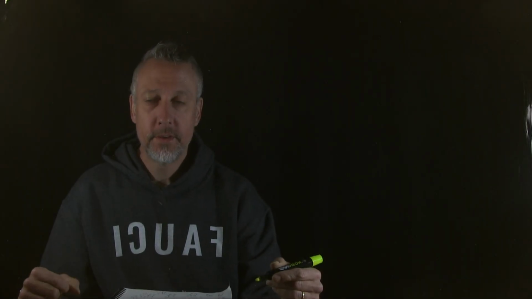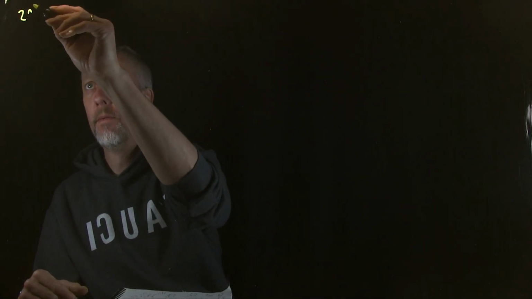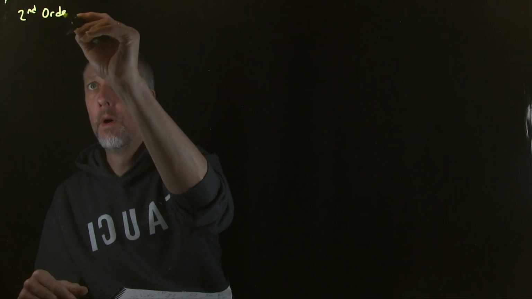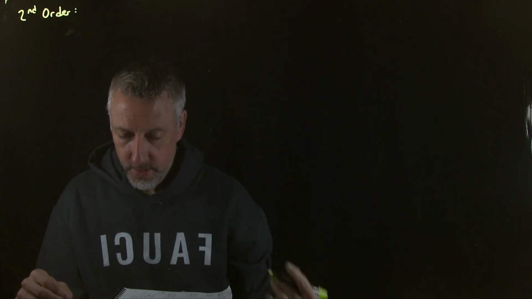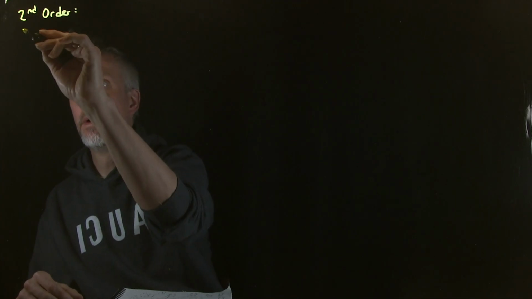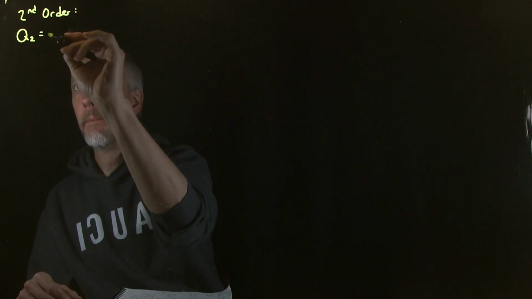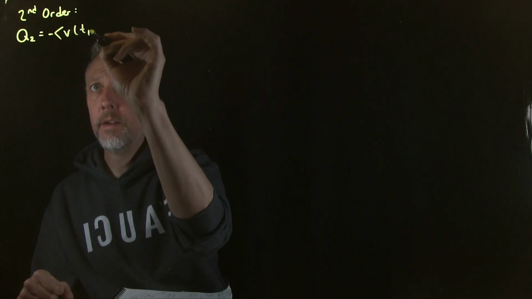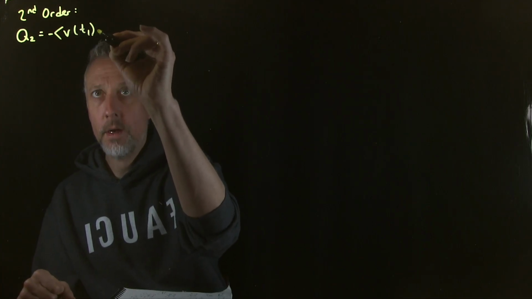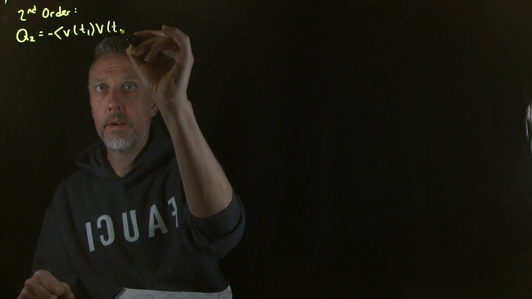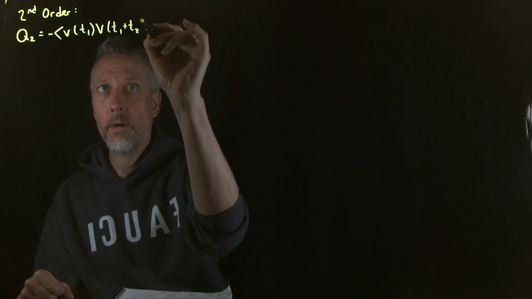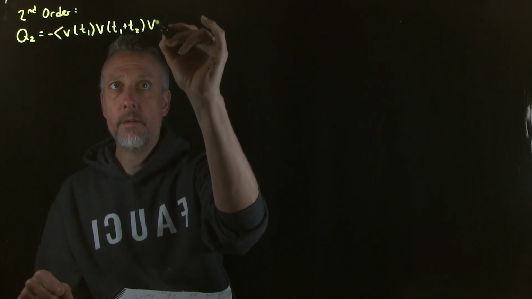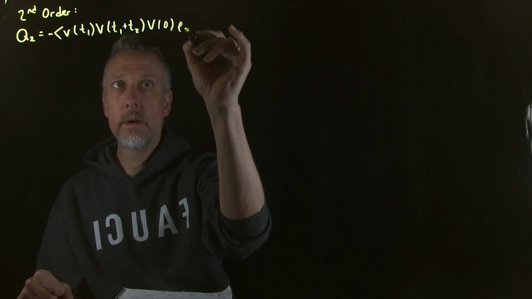So one of the second order terms was this one, which we called Q2, which is negative V T1, V T1 plus T2, V0 rho EQ.